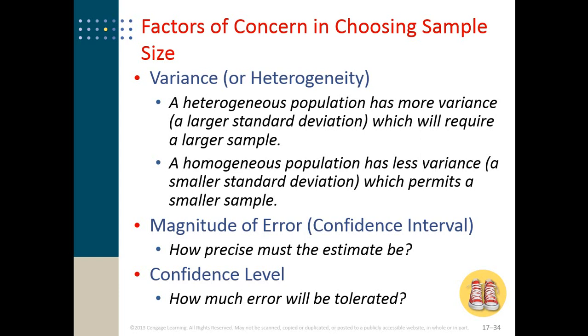And last of all is the confidence level, how tolerant you are to error. If a researcher is more tolerant to error, then a smaller sample size is fine. But if they are less tolerant to error and want to be very confident about the accuracy or correctness of the result, then the sample size has to be larger.